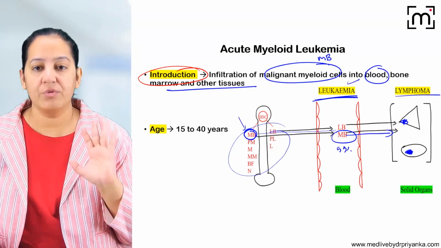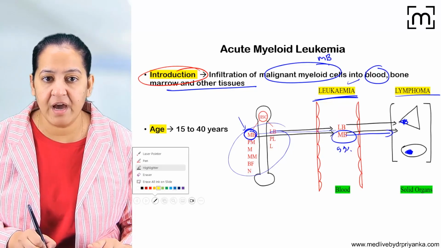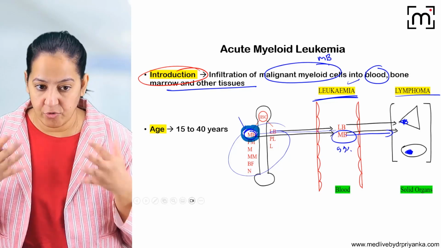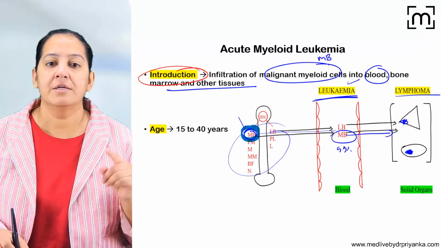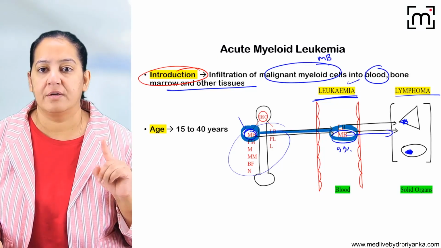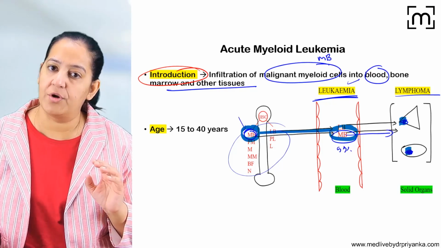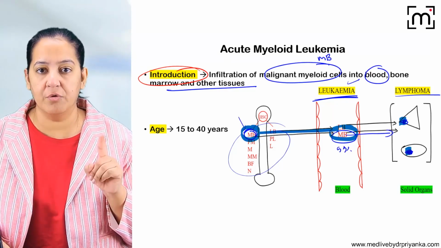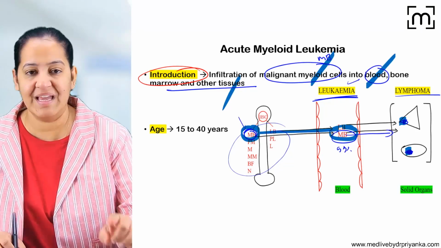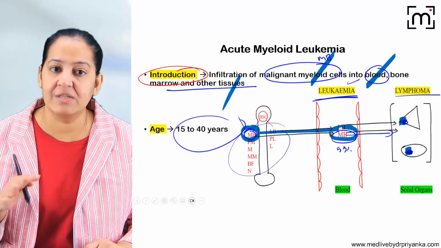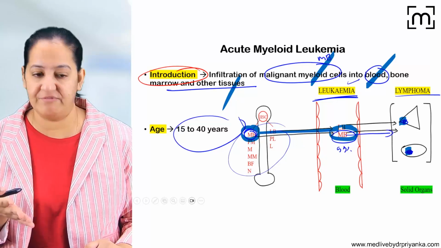This is AML. So you have to learn 3 things in the AML. In the definition, the first thing you have to learn, we are talking about the myeloblast. The mutation leading to uncontrolled mitosis occurs in myeloblast. So myeloblast comes into the blood, causing leukemia, AML, and after coming in the blood, it infiltrates into multiple solid organs. This is the definition you have to learn. What is the age? Most commonly it occurs in young to middle age, that is 15 to 40 years, in contrast to CML, which occurs at more than 50 years.